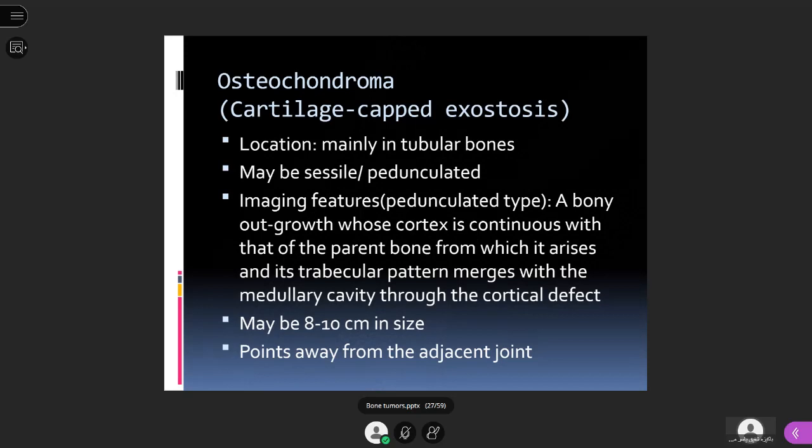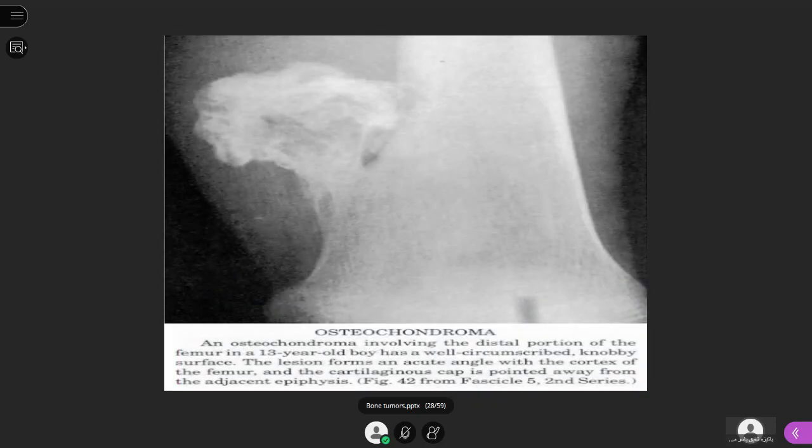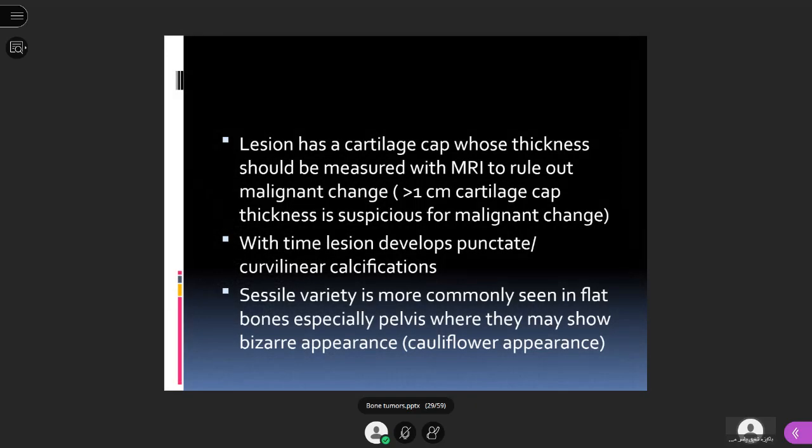Osteochondroma. The other name of osteochondroma is cartilage capped exostosis. Mainly in the tubular bones, it can be sessile or it can be pedunculated. Imaging features of the pedunculated variety include a bony outgrowth. Okay, I will tell you what that is.